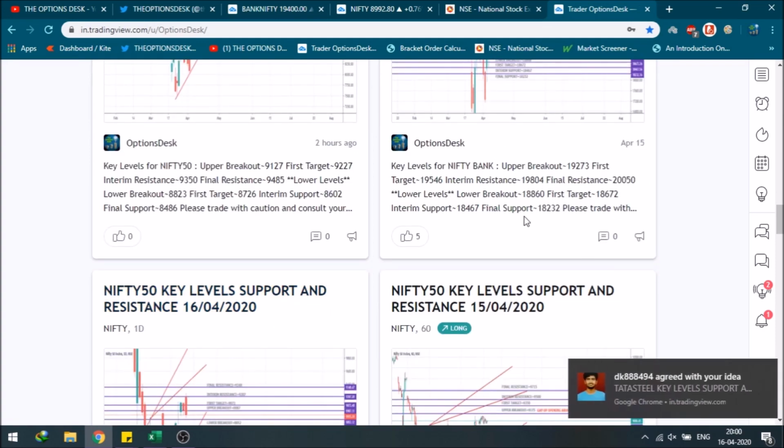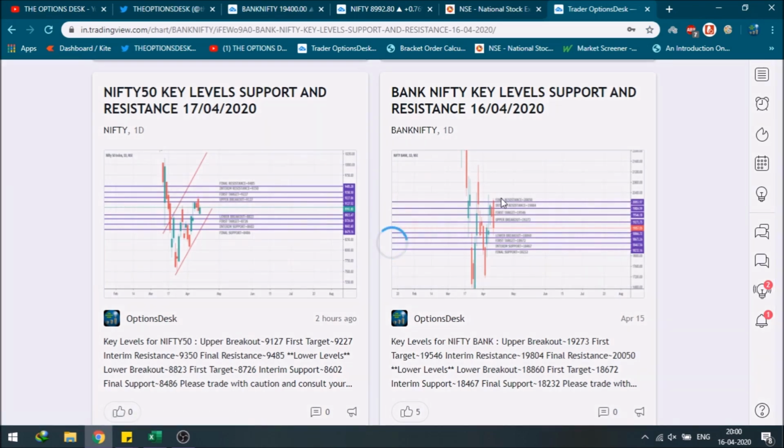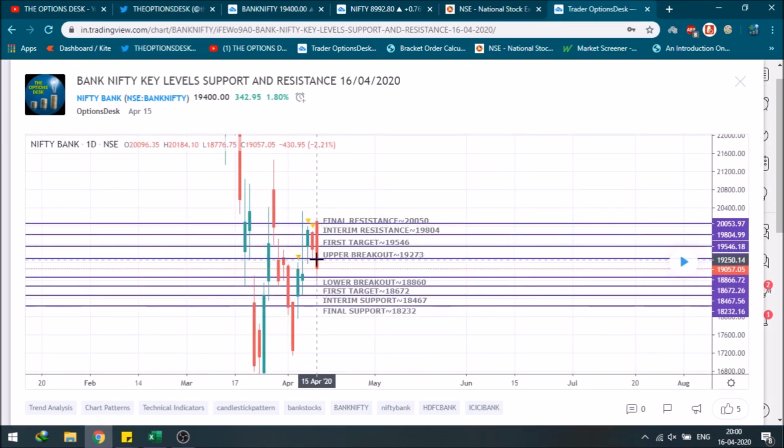So now let's check out how the levels worked out. As you can see, this was the BankNifty analysis for today, and let's see if it really worked out. This is the chart. This is the 15th April candle, and the 16th April candle hasn't been formed yet. So now let's click on it to unlock the new bars.